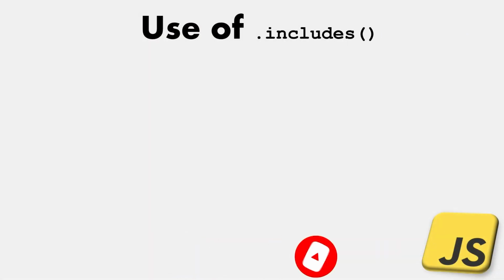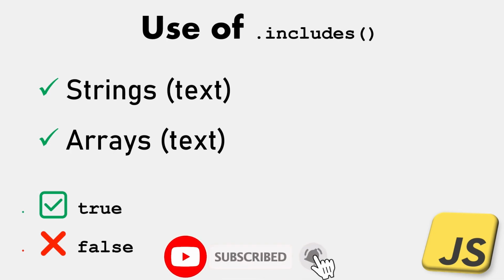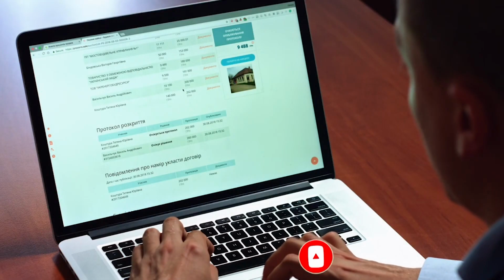.includes checks if something exists, works with strings and arrays, always returns true or false, and is case sensitive. If you understand .includes, you are already thinking like a real programmer. If this helped you, keep coding.